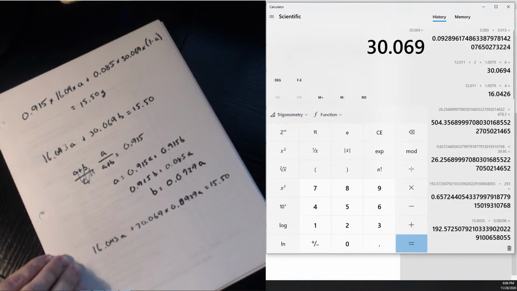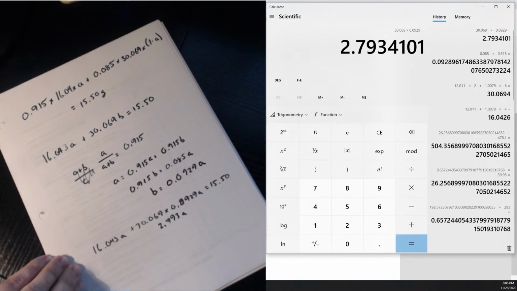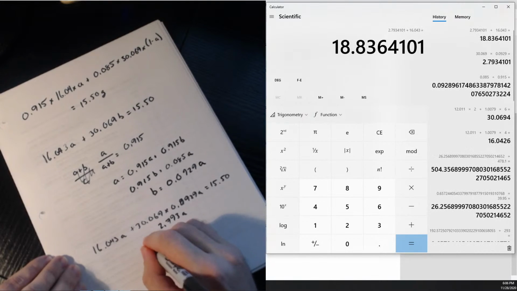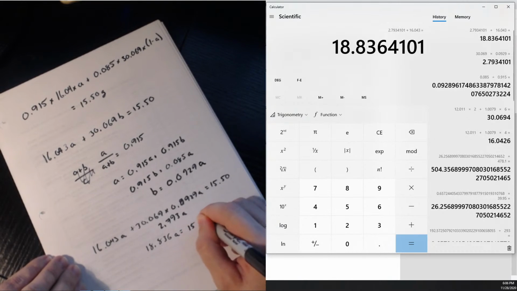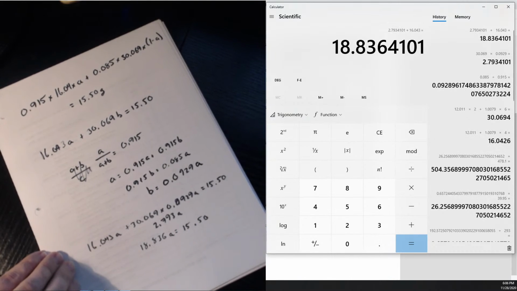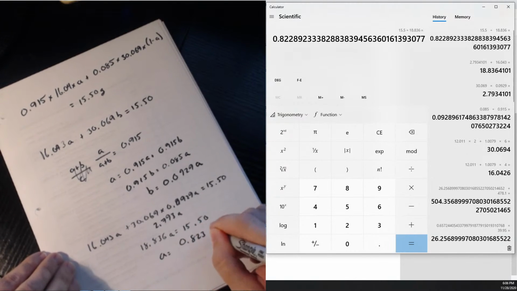30.069 times 0.0929 is 2.793A. Plus 16.043, 18.836A is equal to 15.50. 15.5 divided by 18.836, A is equal to 0.823 moles of methane.